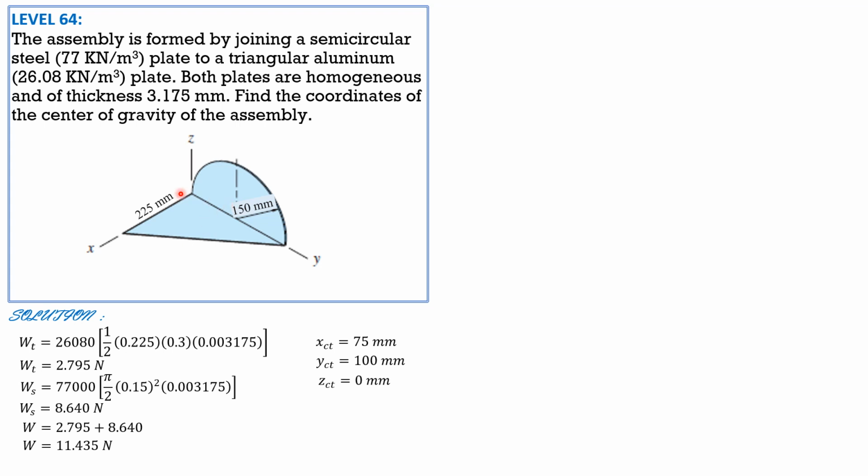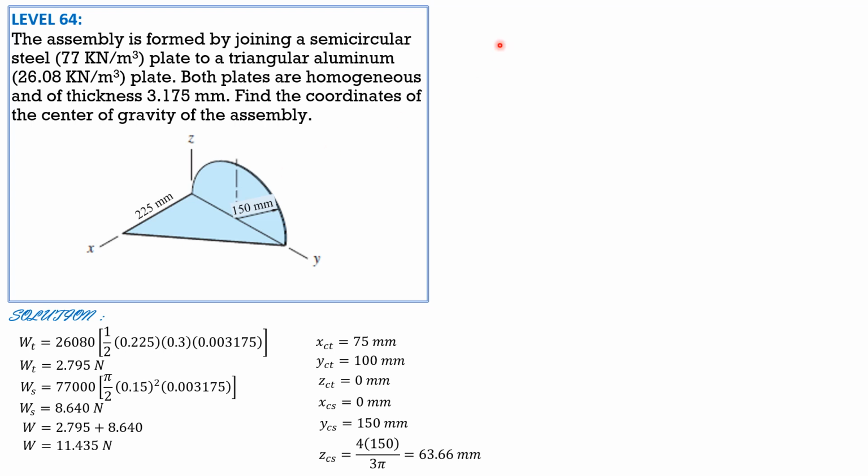Then for the x coordinate of the semicircular plate, it's made of steel, 0, because the plate lies on the yz plane. The y coordinate is 150 mm from origin to here, and the z coordinate is this one, the centroid of a semicircle, 4r over 3 pi, 4 times 150 divided by 3 pi, and it is 63.66 mm.